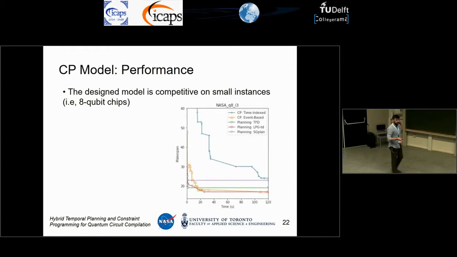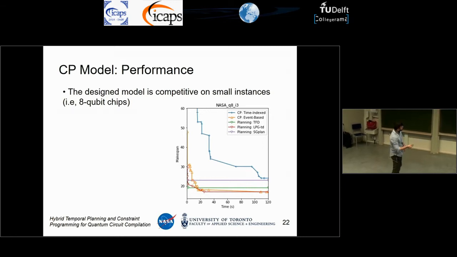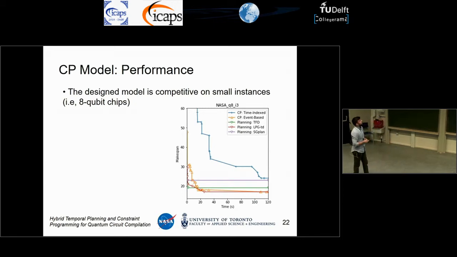So we try our CP model out, and it's competitive on the small problems, n equals 8. Here you can see, how does this work? We have this blue line. On the Y we have makespan, and on the X we have time. The blue line is our first CP attempt, and this orange line is actually our leading CP model, and the other lines are planners. We can see that we're diving down and improving on makespan with a similar trajectory to the planners, which is nice. So I was pretty hopeful.